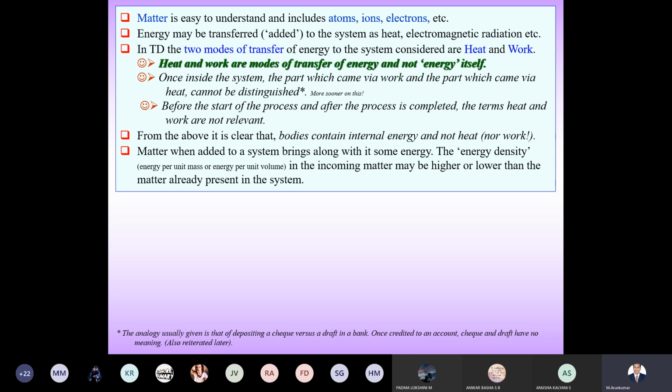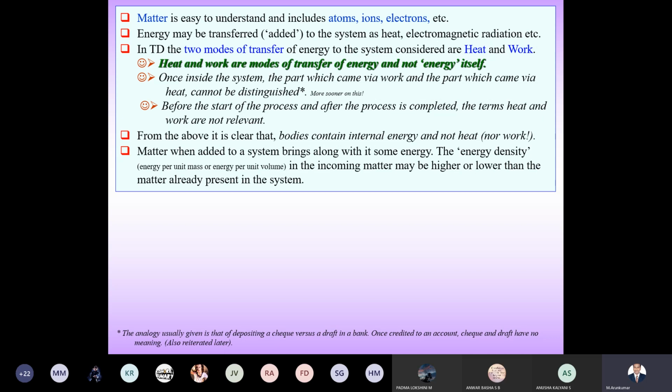Matter, when added to the system, brings along some energy with it. So if you add some matter to the system, that will add more internal energy. If you add more matter, that will give its own internal energy to the system. So the system will gain internal energy. The energy density in the incoming matter may be higher or lower than the matter already present in the system, but you need not bother about that.